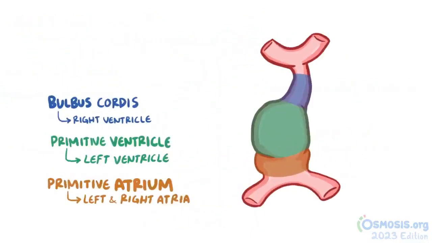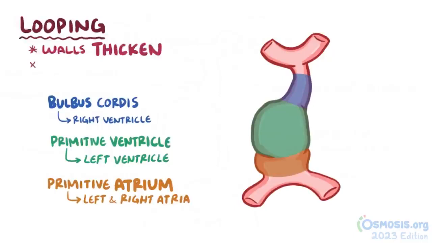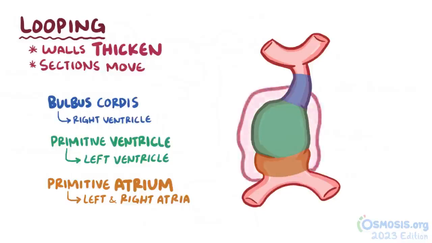So during week 4, the heart tube undergoes looping, which is a way of saying that the tube gets longer, its walls become thicker, and sections of the heart move around so that they end up in their right place. The heart tube's held in place inside the pericardial cavity by blood vessels at both ends, so looping starts with the heart tube folding into a C shape.